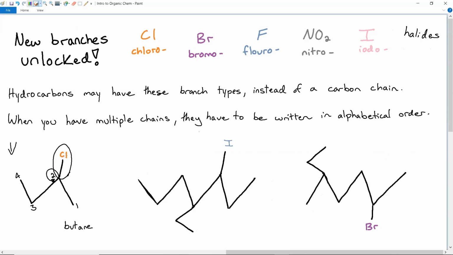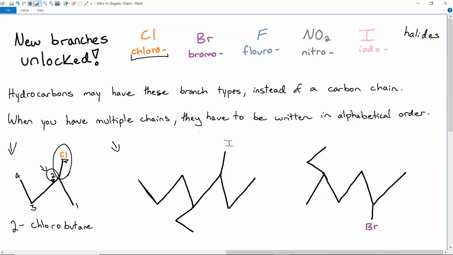And if we want to talk about a chlorine branch, we can see up here that we need to use chloro to name it. So I could say we have a chlorobutane. And then I just need to remember to specify where this chlorine is on my main branch. So we have a 2-chlorobutane.